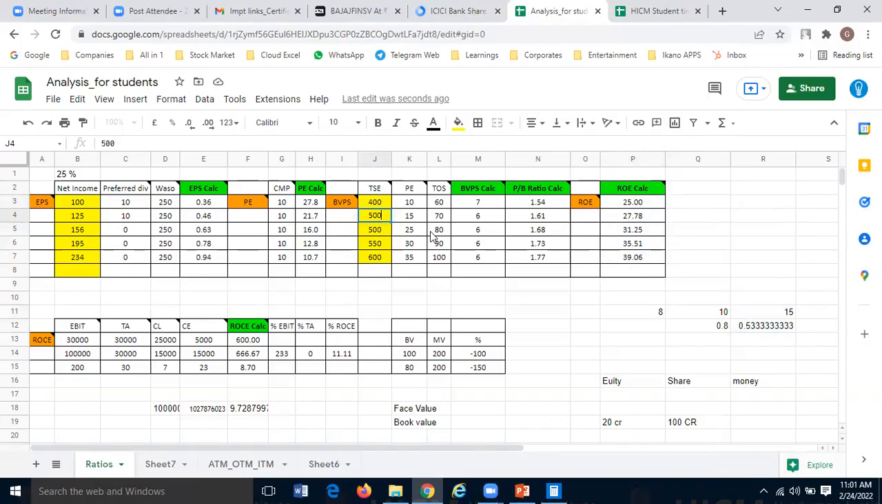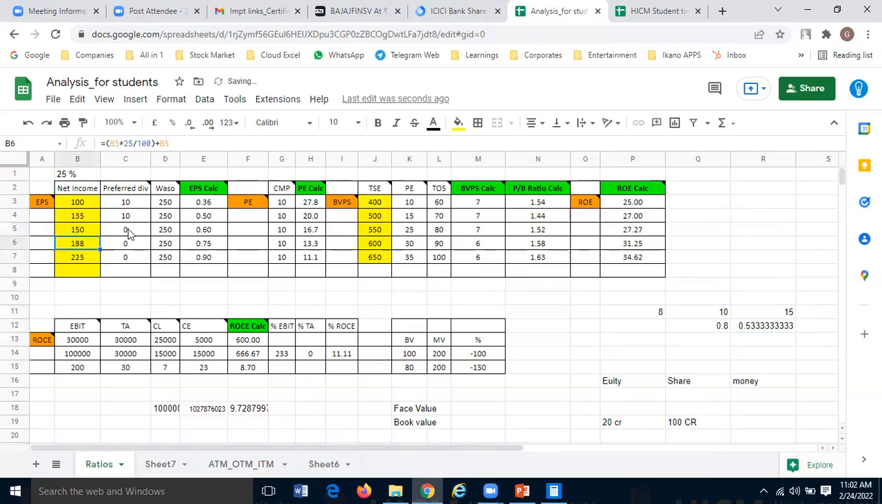So if it is growing at 500, see, as the total shareholders equity is becoming more, the ROE is becoming less. Why? Because there are more people among whom the money has to be distributed now. If the total shareholders equity is becoming more, and the net income is also becoming more, then you will see the change now.